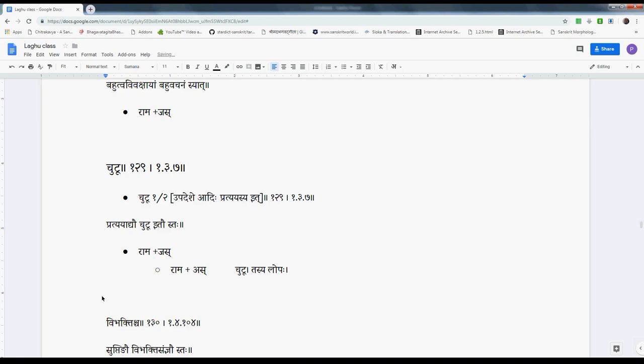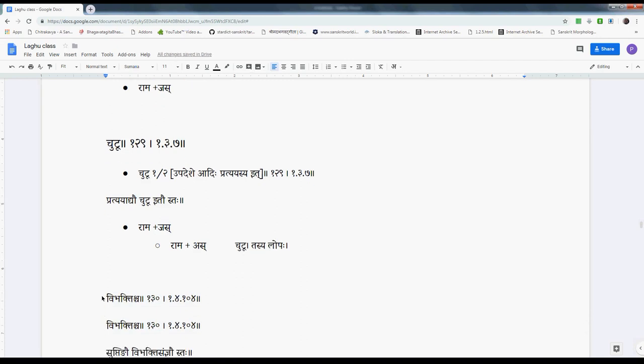What do you do now? He needs another sanya there, because one sutra will talk about vibhakti. I don't know what is a vibhakti. So he is saying, what is vibhakti? Vibhaktischa. This sutra is a sanya sutra.